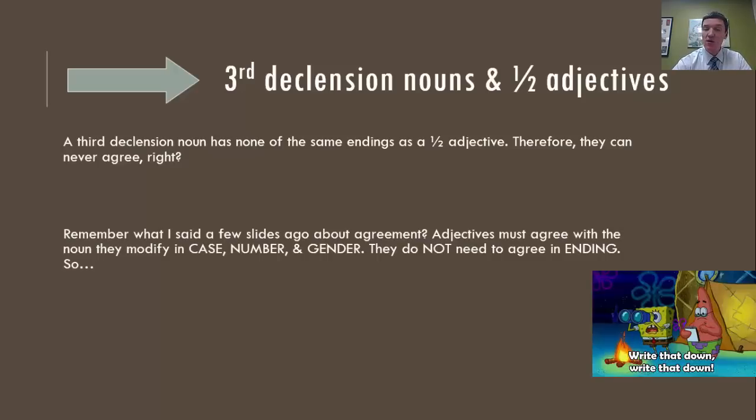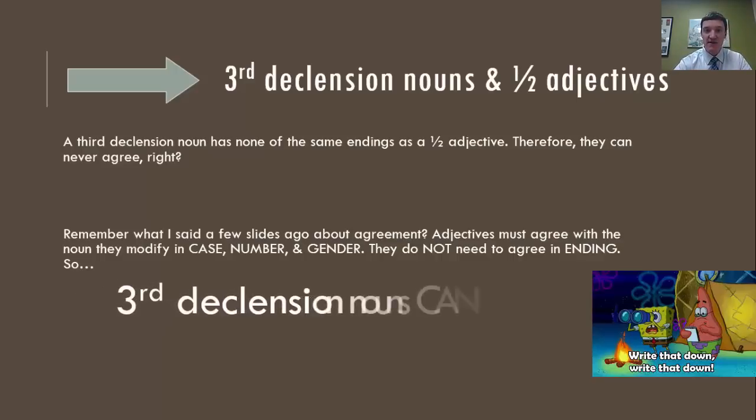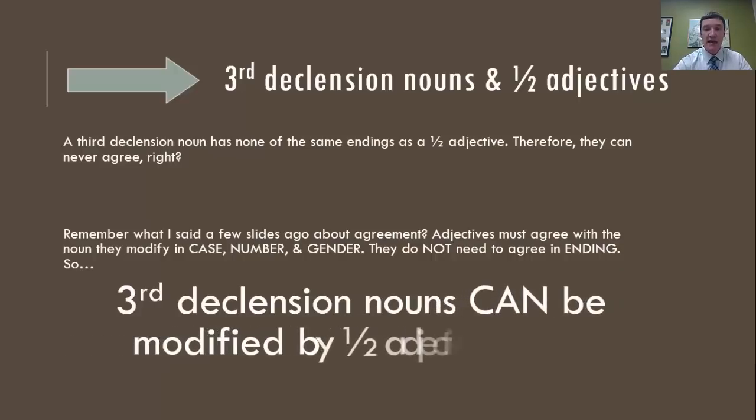So you might be thinking about oil and water, right? Third declension being the oil, 1/2 being the water, never going to combine, right? But it doesn't work that way. Just because they're different declension numbers doesn't make a difference. A third declension noun can be modified by a 1/2 adjective, right?